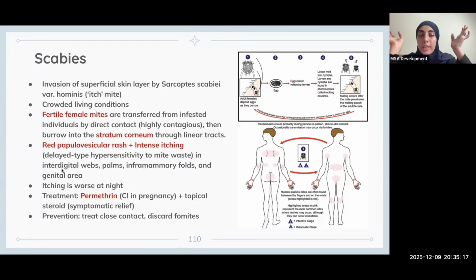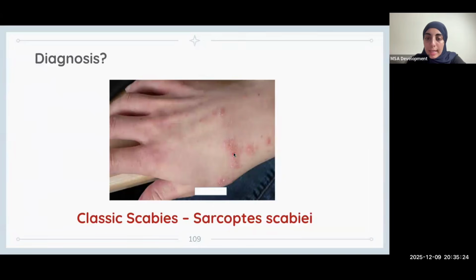And again, there's very intense itching with the red papulovesicular rash, as we saw here, and tunneling in the skin. The tunneling, you can kind of see that this rash, there's like a line. Okay, if you look here, you will see a line. Okay, this is the tunneling.